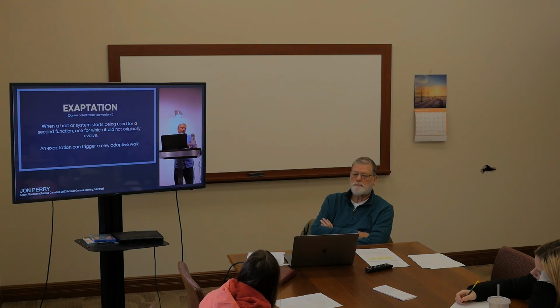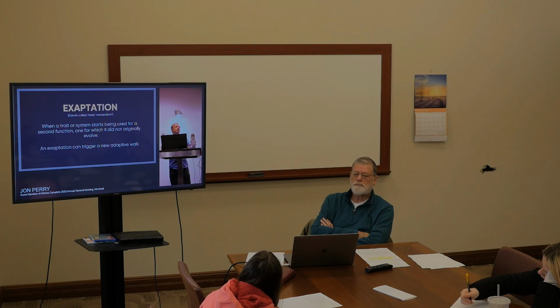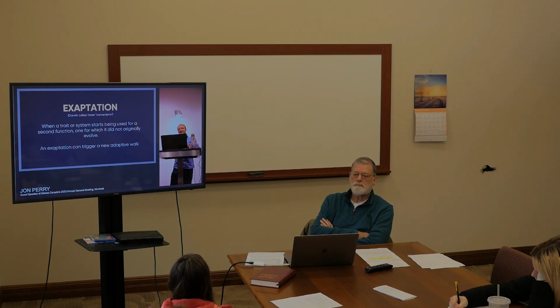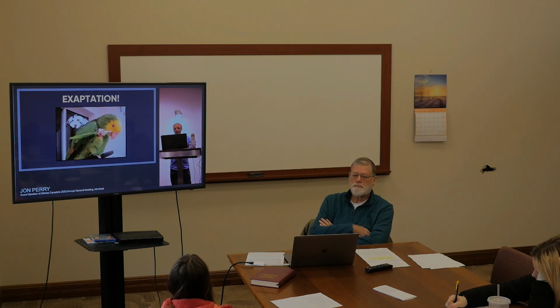And the term for this in modern times is exaptation. Darwin called this conversion. He actually wrote about it in his first book. He's incredibly insightful. He already wrote about this in his very first book, but exaptation is the word that we use for it now. It's when a trait or system starts being used for a second function, one for which it did not originally evolve. An exaptation can trigger a new adaptive walk. It doesn't always, but it can trigger a new adaptive walk.